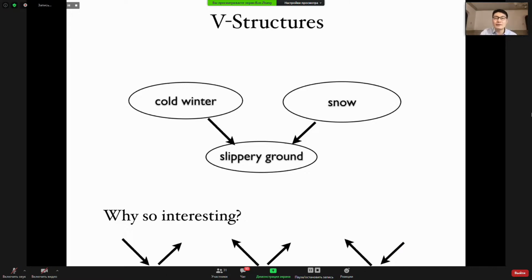Okay, let me just have a look at the chat window because I saw some message.